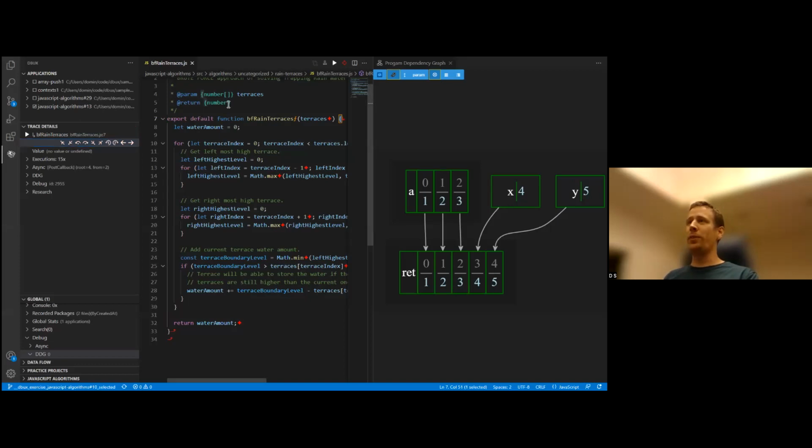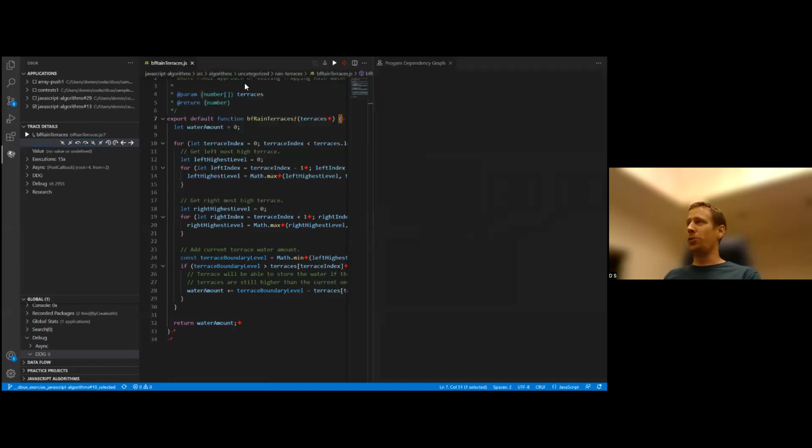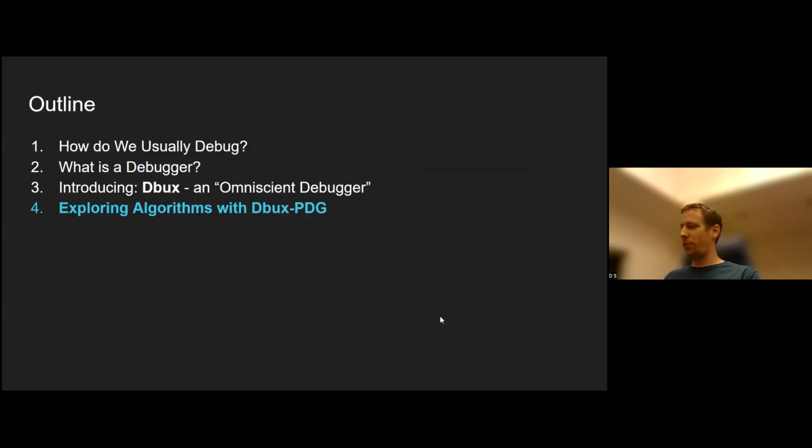So this is one of them. It's called rain terraces. So let's look at this little algorithm. It's actually not too complicated. We look at a visualization of it. We're also going to see the graph over there. Okay, great. All right, let's look at a visualization first.